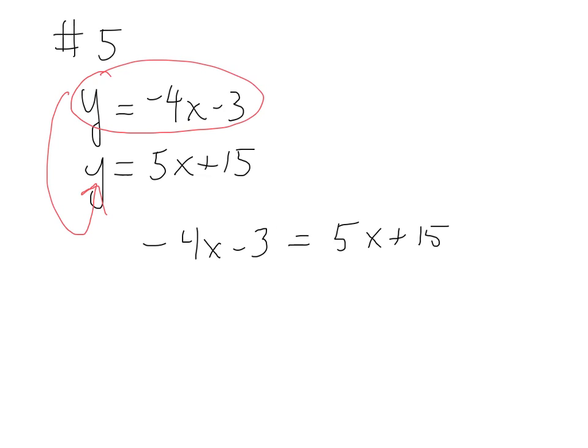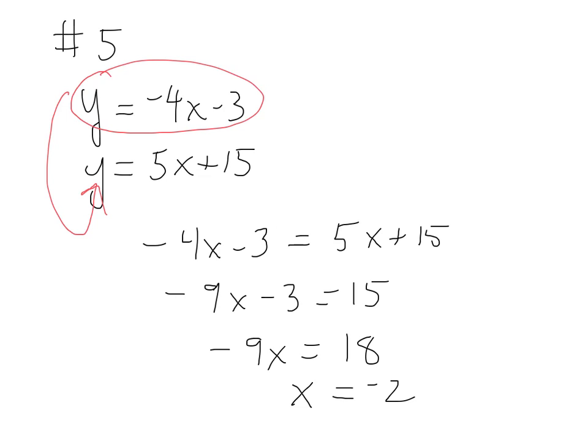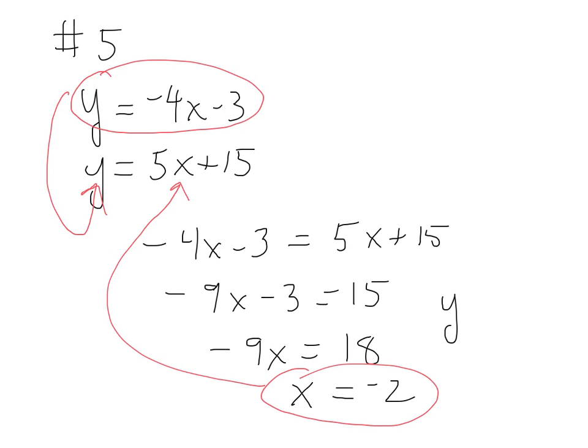I'm going to subtract the 5x on both sides. Minus 9x minus 3 equals 15. Add 3. Minus 9x is 18. Divide. x is negative 2. The last thing I have to do is take that x number and plug it into one of the two equations. It really doesn't matter which one. For no particular reason, I'm going to pick the bottom one. y equals 5 times negative 2 plus 15.